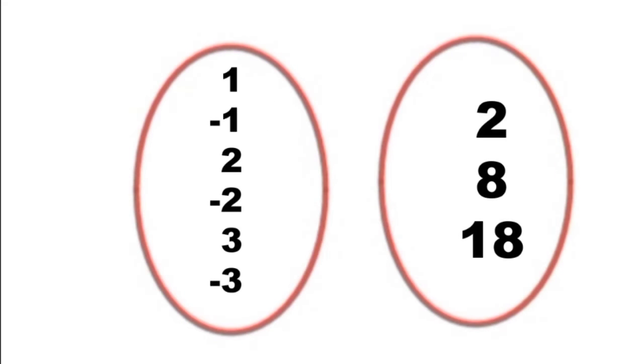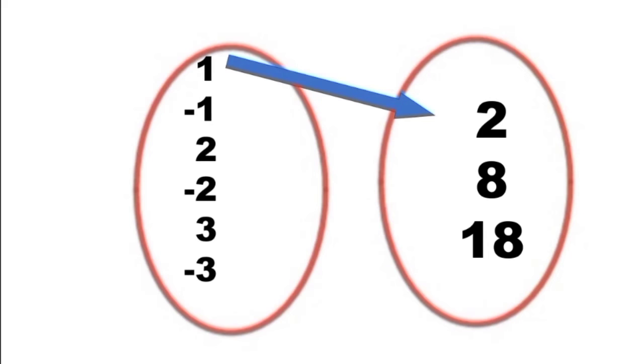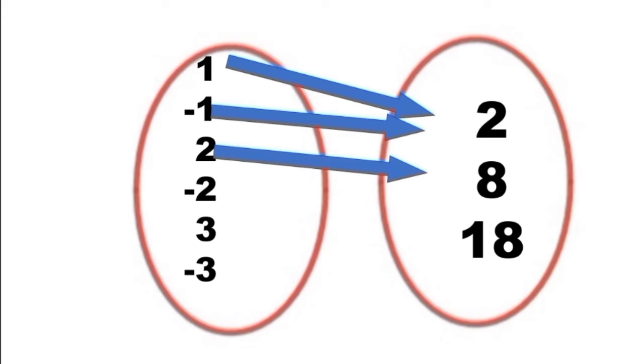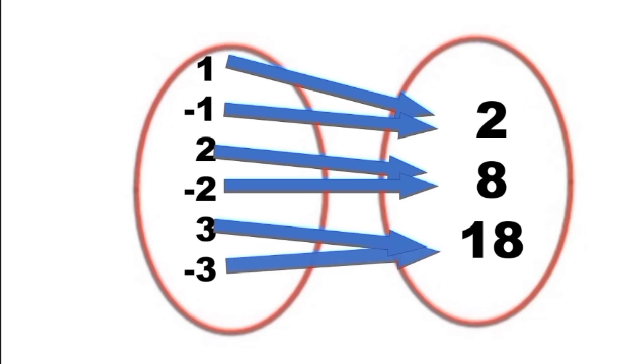The domains are 1, -1, 2, -2, 3, and -3, while the values of the range are 2, 8, and 18. 1 corresponds to 2. -1 corresponds to 2 also. 2 corresponds to 8, and -2 corresponds to 8 also. 3 corresponds to 18, and -3 corresponds also to 18.